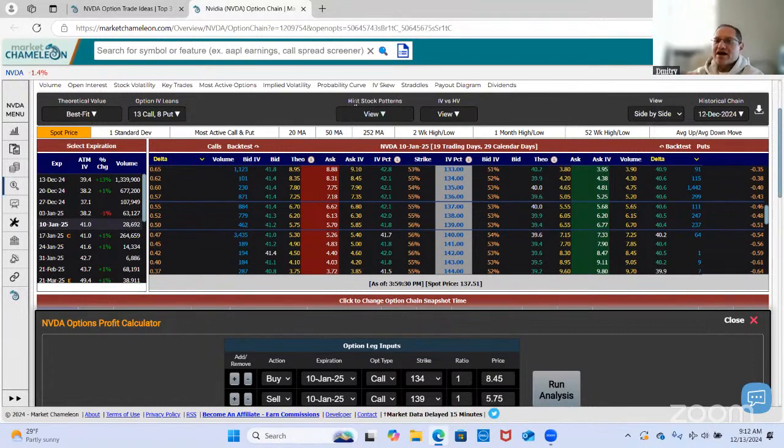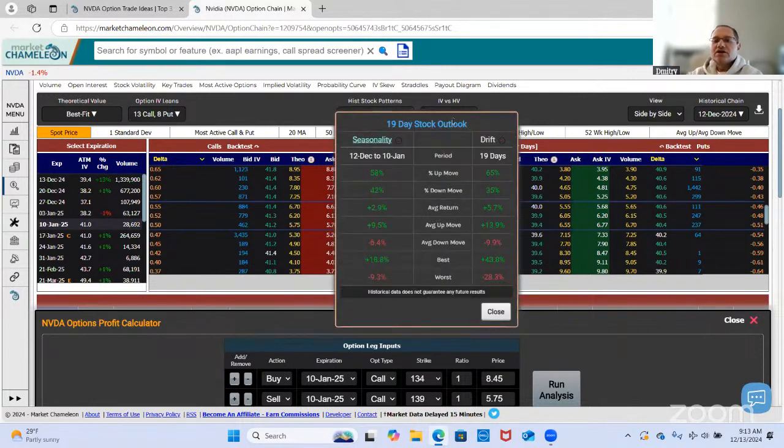And here we have these historical stock patterns that analyze, based on this expiration. It looks at 19 trading days. It looks at the calendar period, starting from today's date to the January 10th expiration, and it'll tell us how the stock behaves. So let's click on this.